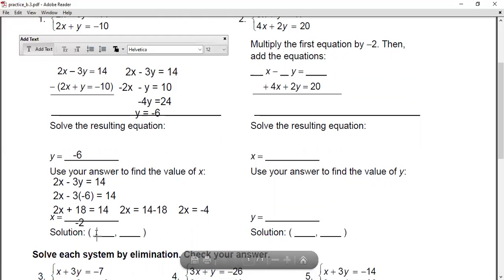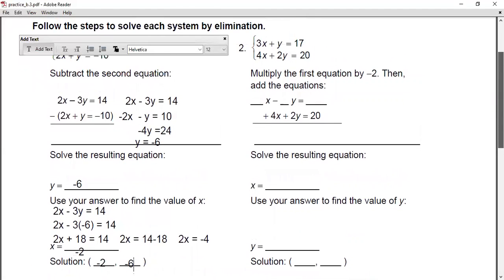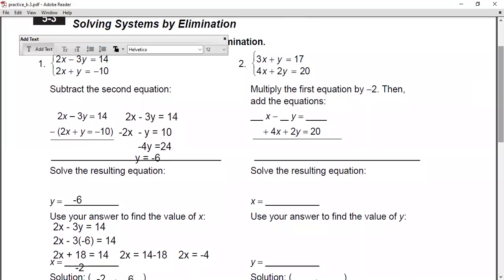So in the solution, you're going to write x is 2 and y is negative 6. So these are going to be your answers, negative 2 and negative 6. So this is what they have asked you to do, as I explained to you in the previous video. And the only thing which can make you understand more is practice and practice.